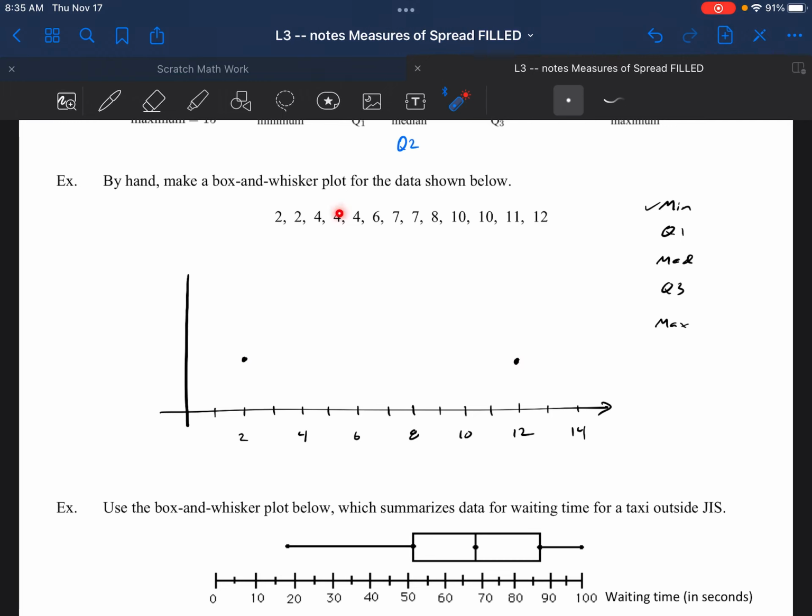1, 2, 3, 4, 5, 6, 7, 8, 9, 10, 11, 12, 13. So we have 13 data points. Good. That means we have exactly 1 median. So we're going to go 1, 2, 3, 4, 5, 6. Then there. 1, 2, 3, 4, 5, 6. So our median, as we can see, is 7. So I will label that with another dot.